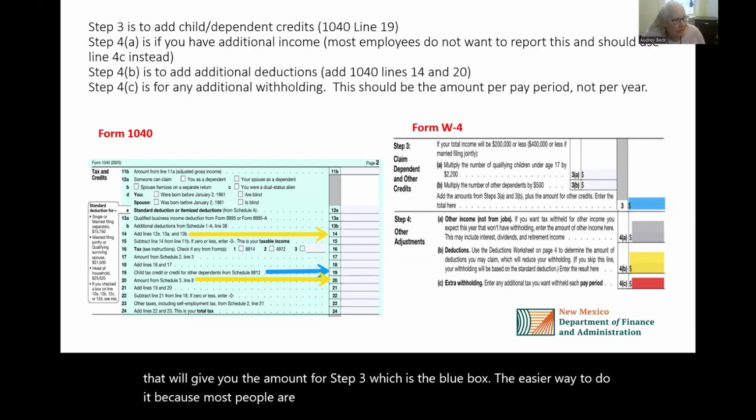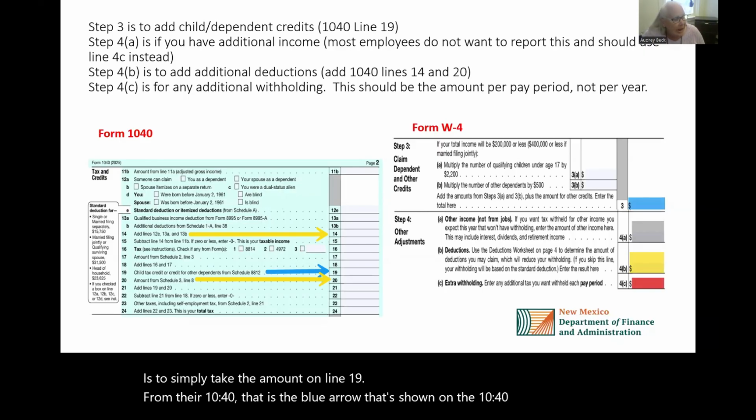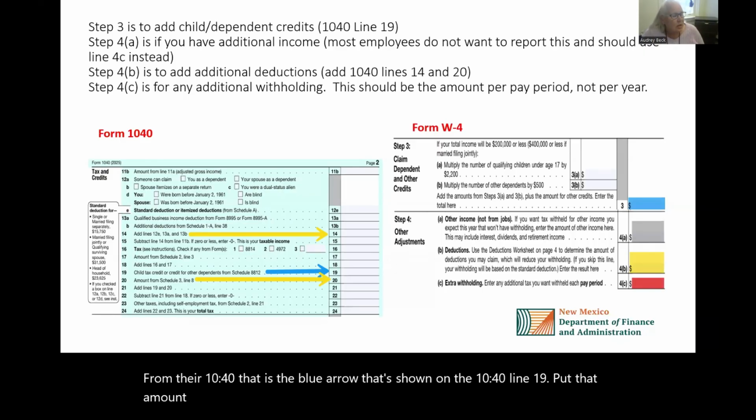The easier way to do it, because most people are not going to be adjusting their W-4 until they have completed their taxes, is to simply take the amount on line 19 from their 1040. That is the blue arrow that's shown on the 1040, line 19. Put that amount right there into that blue box, and that will provide you with that deduction.